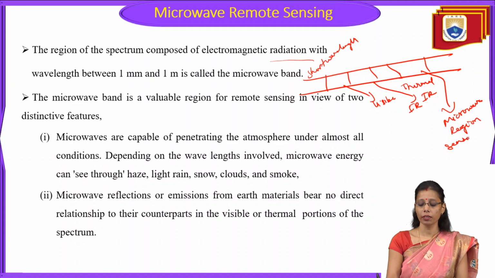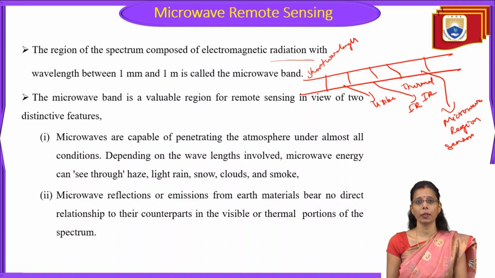The microwave sensor has all-weather capability. It can work in all weather conditions. Radar is an example of this microwave sensor. So it will sense all the information in all weather conditions. If it is raining, if it is sunny, if it is cloudy. So in any type of condition, these microwave sensors can work.